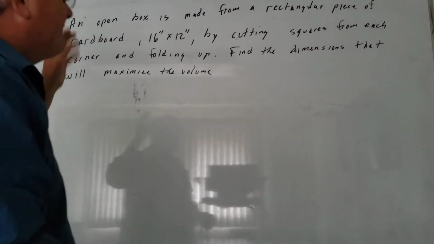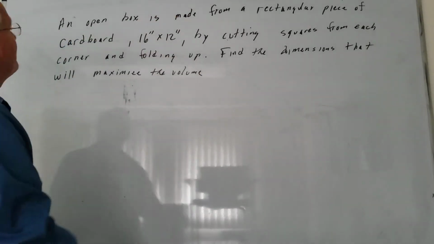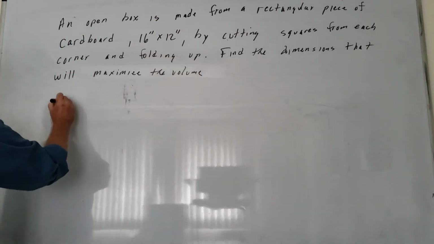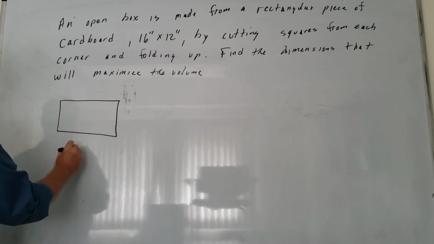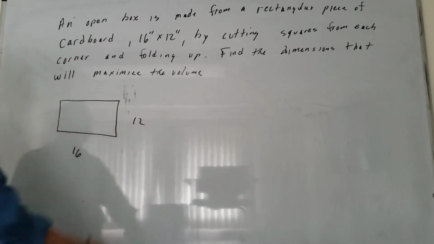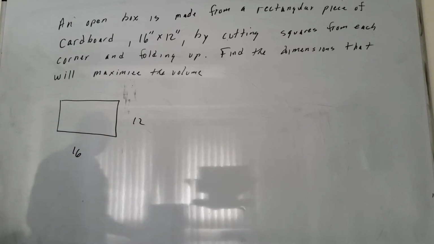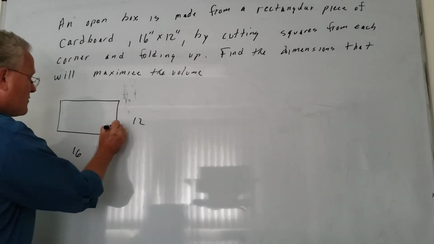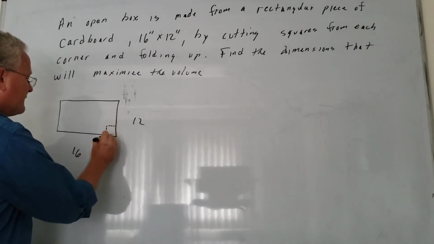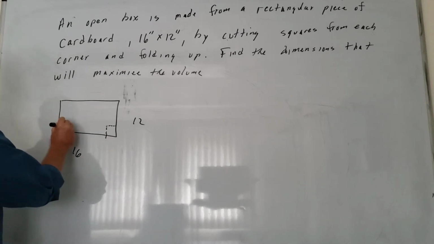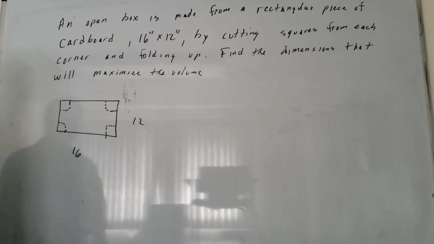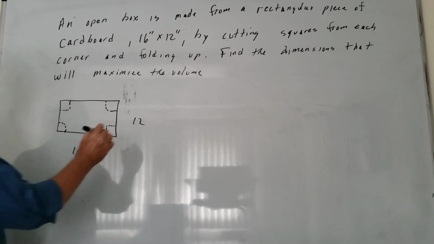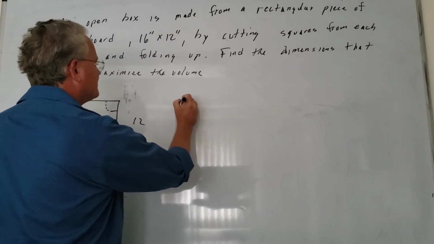Okay, so what we have is this piece of cardboard. A box is made from this piece of cardboard that is 16 by 12 inches. And the way we're going to make this box is we're going to cut little corners out of this. So a little corner from the edge. After we cut those out, it's going to kind of look like this.